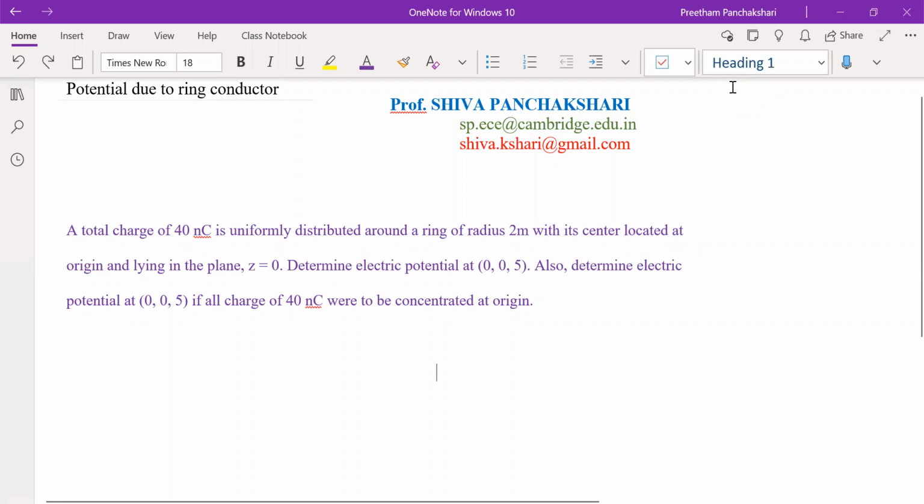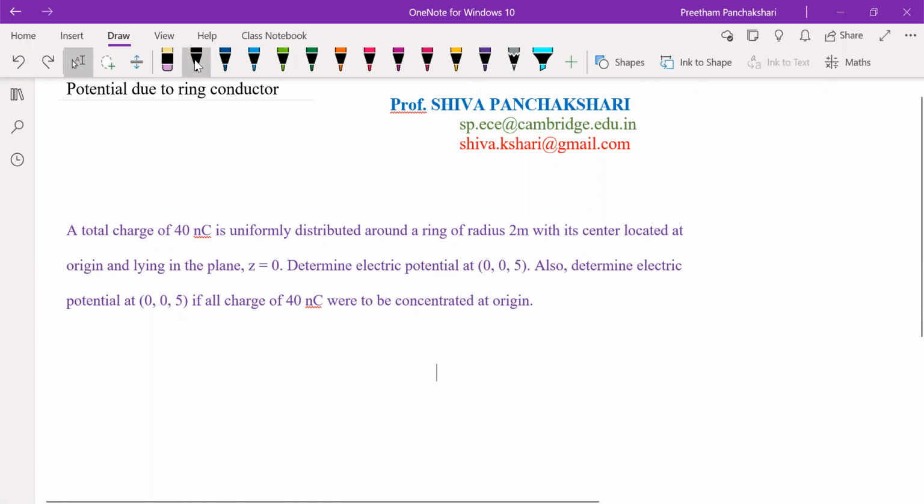This video explains how to find electric potential at a point on the axis of a circular ring having a uniformly distributed charge. This question is given as a numerical problem. It says that a total charge of 40 nanocoulomb. So 40 nanocoulomb is the charge.